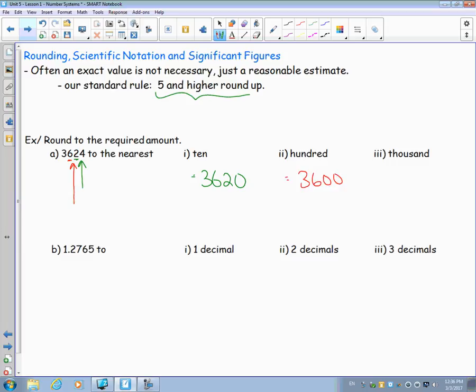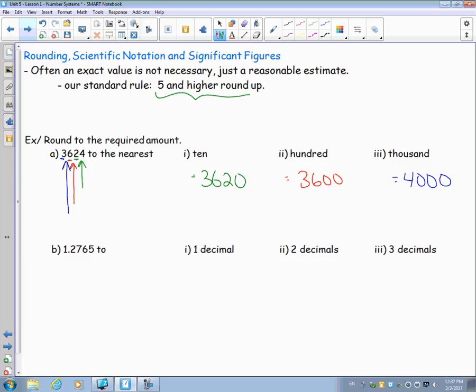So the nearest 1,000, I look at the next previous spot, it's a 6. That means I have to round up. So we'd round up to 4,000. And you always look to the right to decide if you have to round up or keep it where it is.